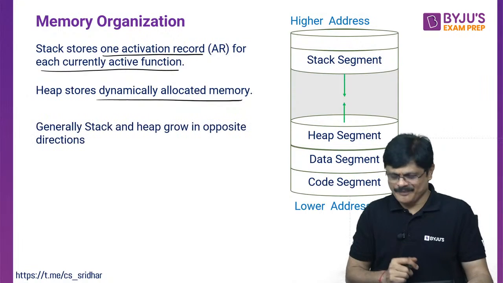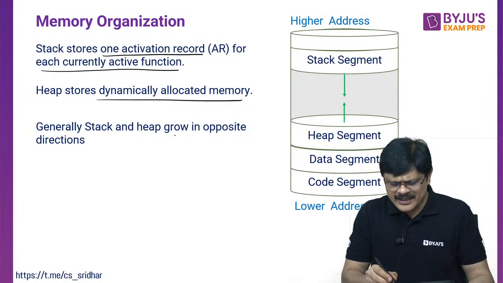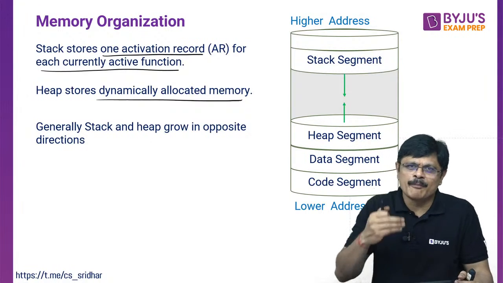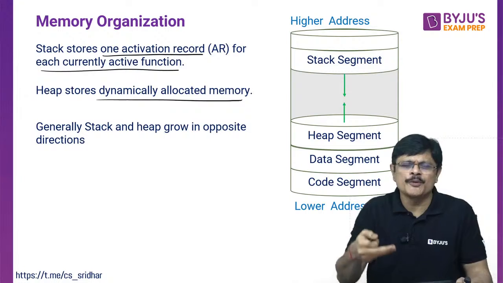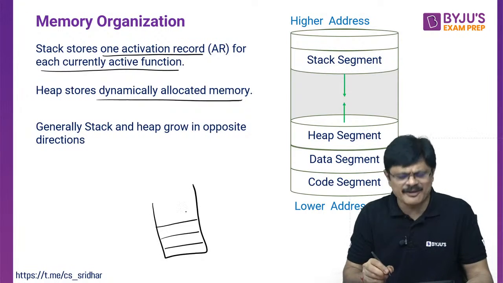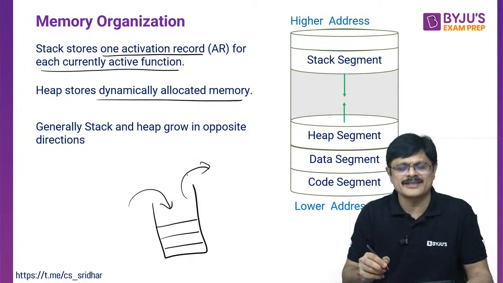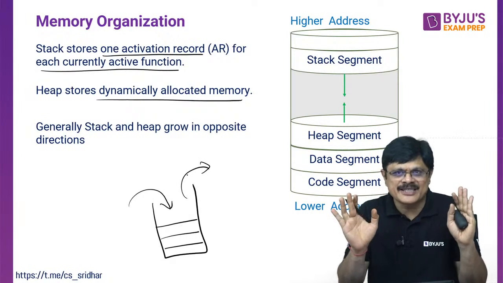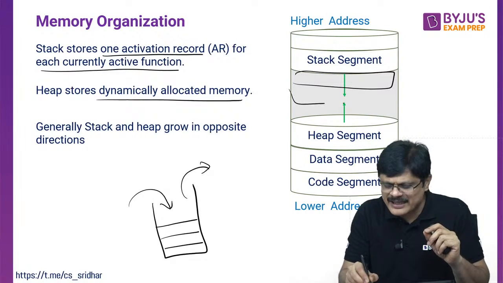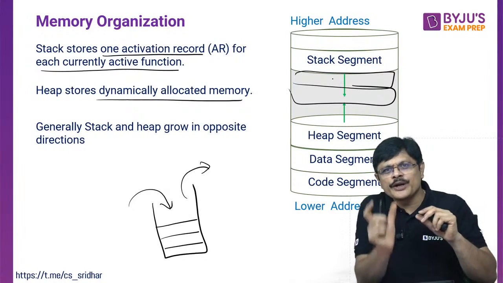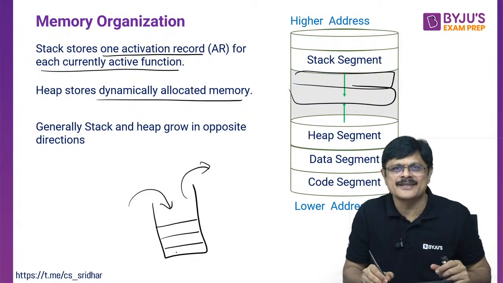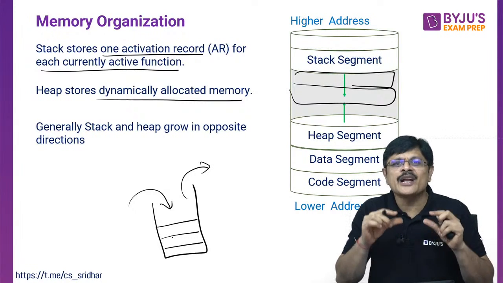Am I clear? Generally, stack and heap grow in opposite directions, my dear friends. So generally they say heap grows from bottom to top and stack grows from top to bottom. But whenever you try to show what is a stack, we'll just show it like this. We just say that stack grows like this. It is only the logical image we try to give. Actually the stack may be growing like this, but instead of showing every activation record added like this, you may show it like this. Just try to understand the logical idea.